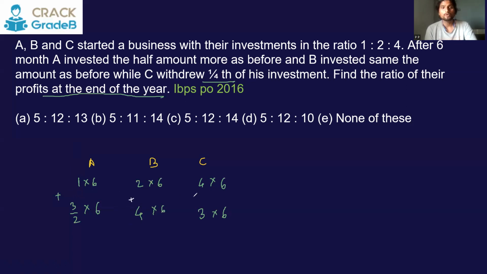So this is the ratio in which they should be dividing their profit. That is what is asked. So 6 plus 9, 15 is to 12 plus 24, 36 is to 24 plus 18, 42. If we divide by 3, it becomes 5 is to 12 is to 14. 5 is to 12 is to 14 is the ratio in which they will divide their profit. Easy?